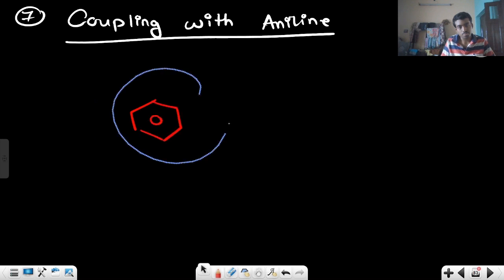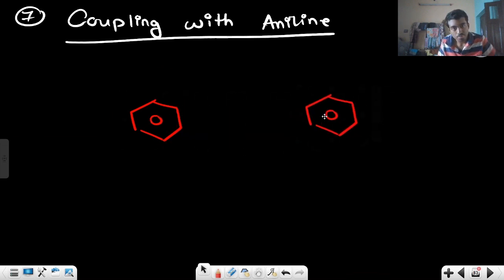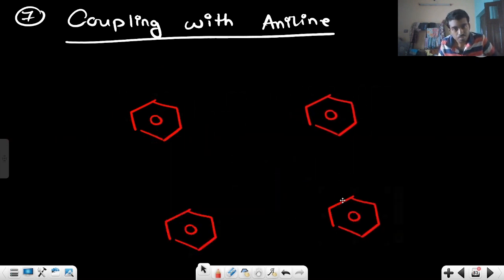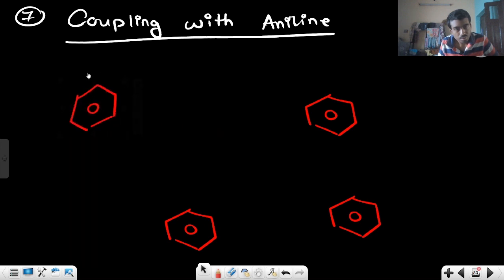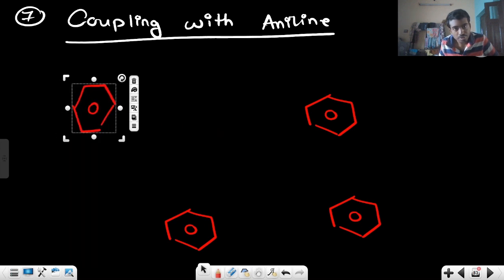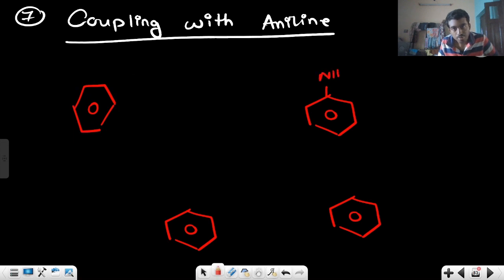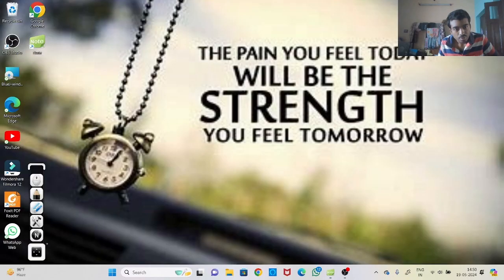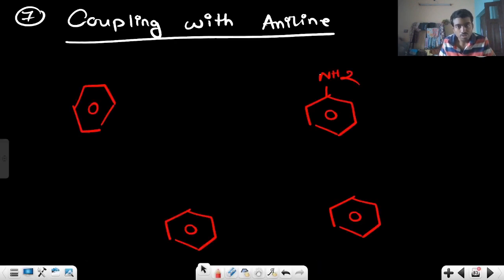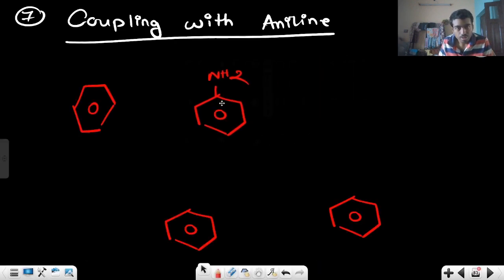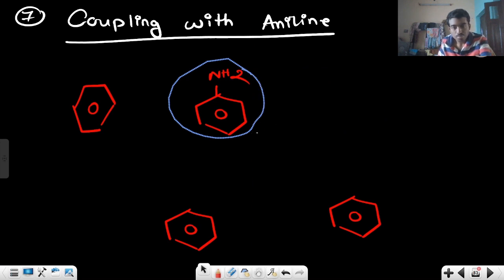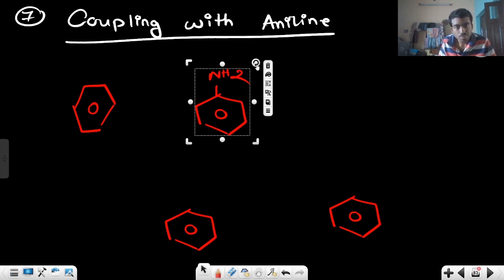This is a benzene. I am turning the benzene, and let us take that this one is aniline. So what did I say? That this percent, let us turn this one also. Let us turn this one.